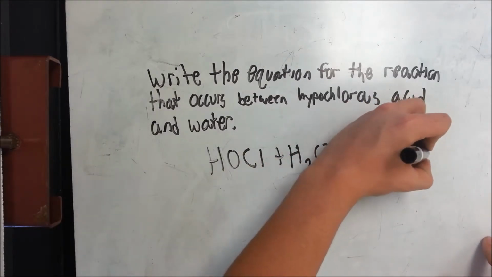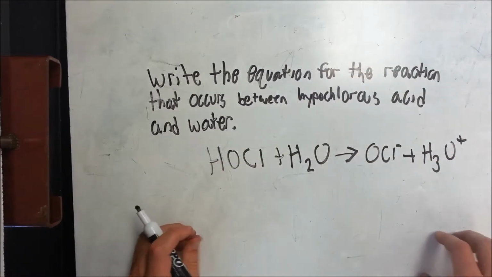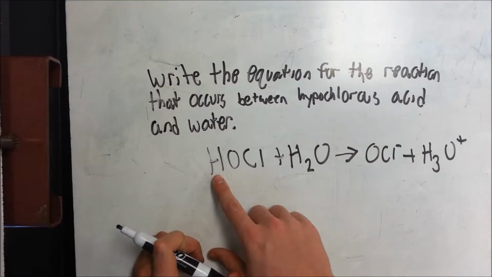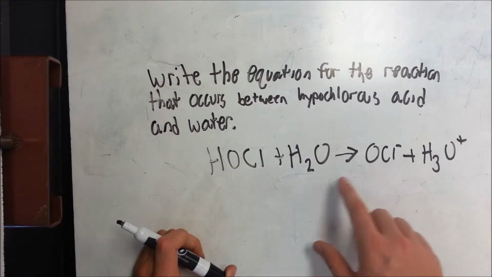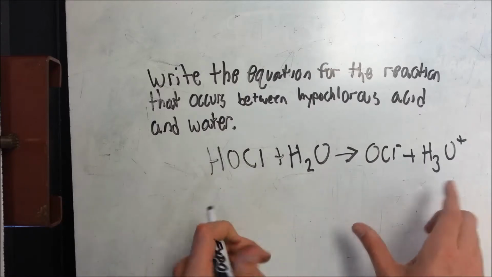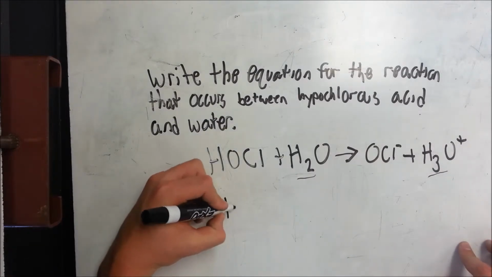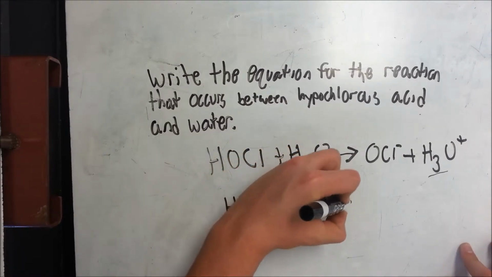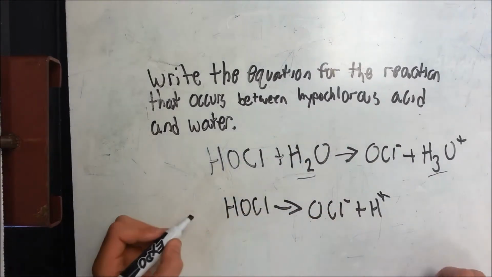And we get to write H3O plus. The reason why it's a plus is because it's gaining a positively charged H ion, and the reason why OCl is minus is because it is losing an H atom. So we can write this, or we can get rid of H2O and the H3O, and we can write HOCl gives OCl minus plus H plus. Both are acceptable answers.